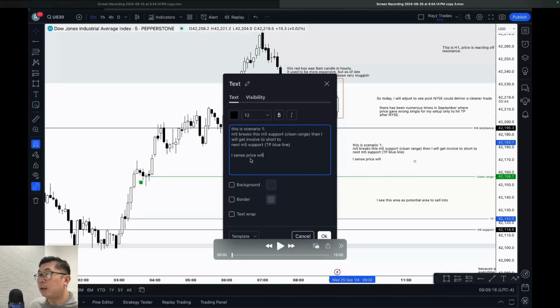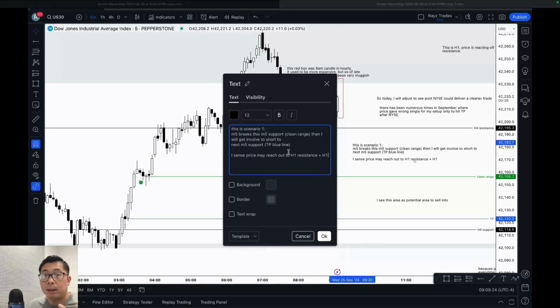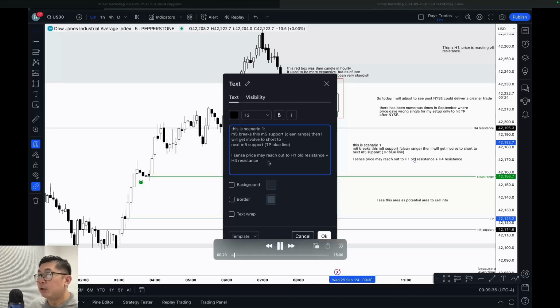So I wrote down I sense price may reach out to the H1 resistance. I'm saying price might puncture that resistance, but only by wicks, and then come back inside the range again. I said I sense price may reach out to the 1 hour old resistance and the 4 hour resistance, swiping whoever placed a buy stop up at the top.